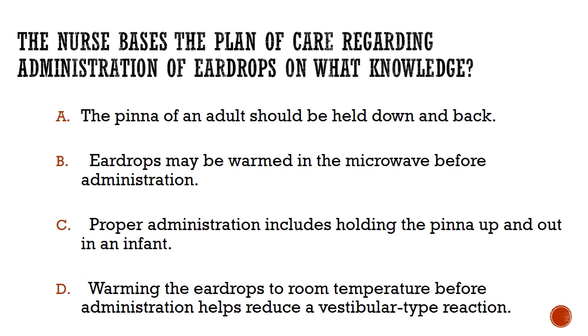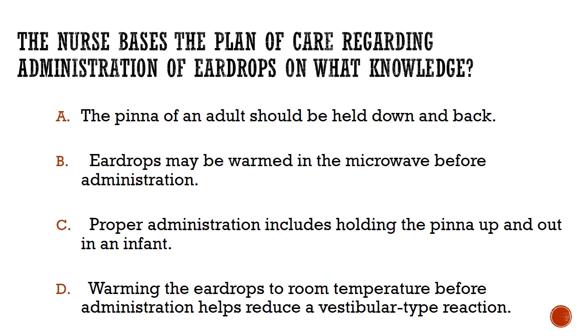So what I want to show you with regard to this question is A and C are kind of similar. It talks about administration for adults versus children. And usually if you have two answers that are sort of similar, sometimes, I'm not going to say every time, neither one of them is correct. The reason why A and C are not correct is because they're completely backwards. With regard to A, the pinna of an adult should be up and out. And with regard to C, the pinna of an infant should be held down and back. Look at the pictures on the bottom of page 331.